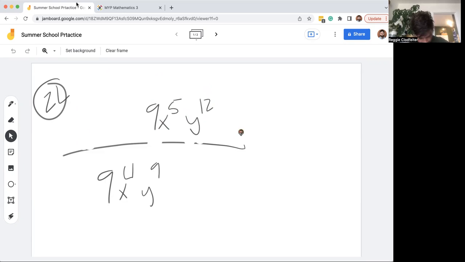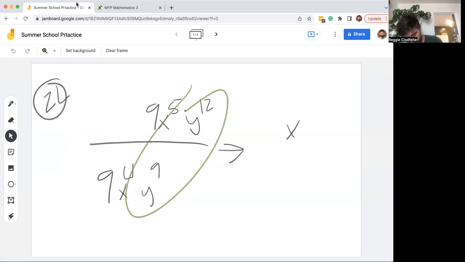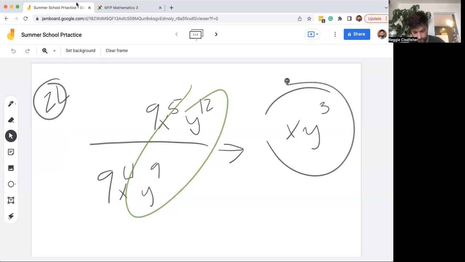Okay, so there we go. We've got 9x to the 5th, y to the 12th, over 9x to the 4th, y to the 9th. So I'm just going to take each part on its own. My 9s cancel out. 9 divided by 9 is 1. And since we're doing multiplication, 1 means nothing. So I have x to the 5th divided by x to the 4th. I'm going to use the quotient rule, 5 minus 4, and get x. That's x to the 1st, by the way, but we just leave it as x. And then I have y to the 12th divided by y to the 9th, which is just y cubed. That's our most simplified version, xy cubed.